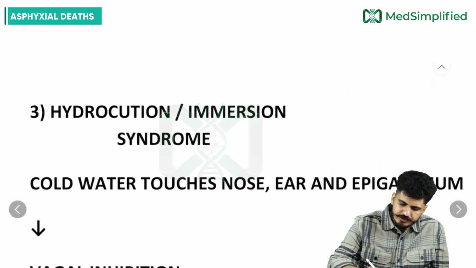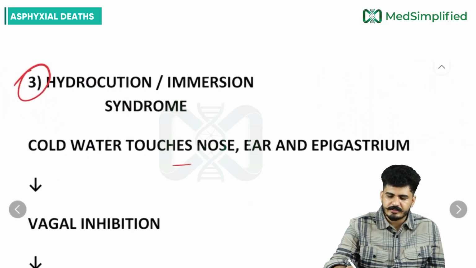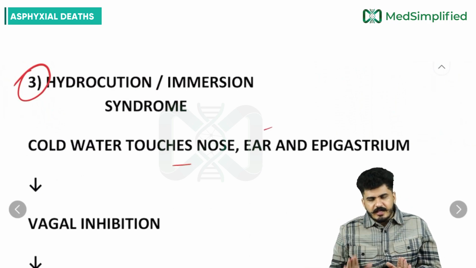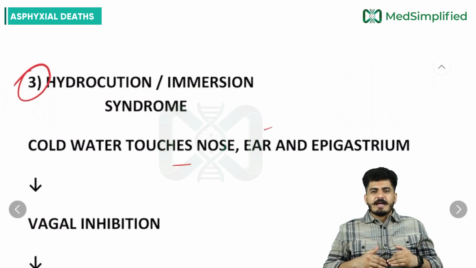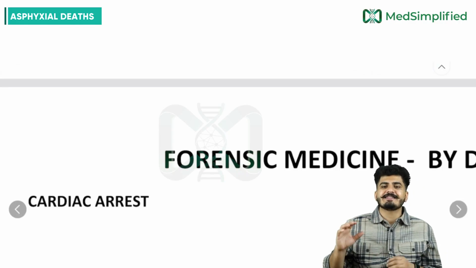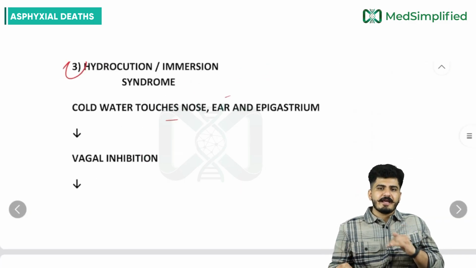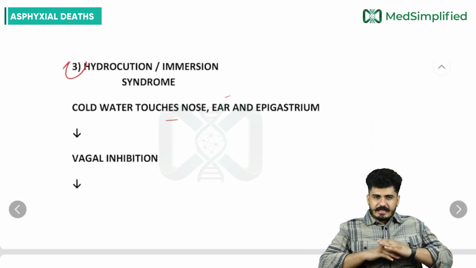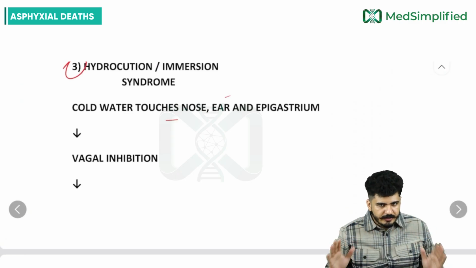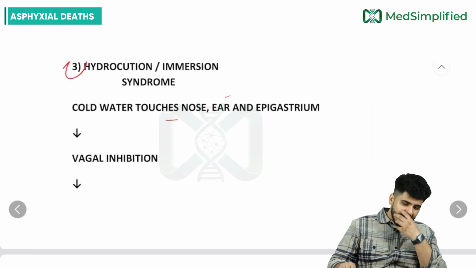Now coming to hydrocution or immersion syndrome. What is happening, sir? Extreme cold water touches the nose, ear and the epigastrium, and there is vagal stimulation. The moment there is a vagal inhibition, cardiac arrest will happen, my dear friends. Also, the vagus nerve supplies your diaphragm in the epigastric region. The diaphragm also fails to relax. If the diaphragm fails to relax, the lungs will not expand. If the lungs will not expand, the person will not be breathing and the person will die.